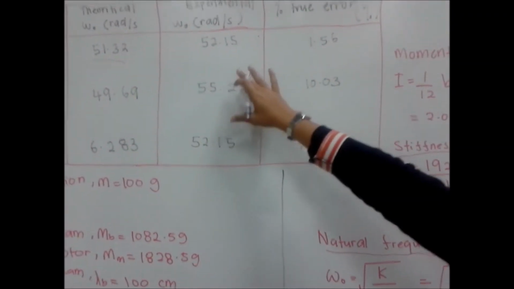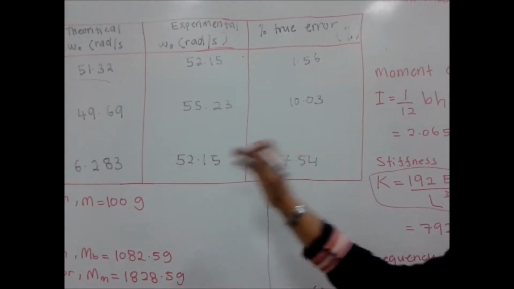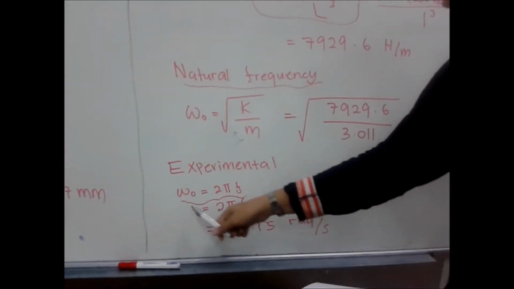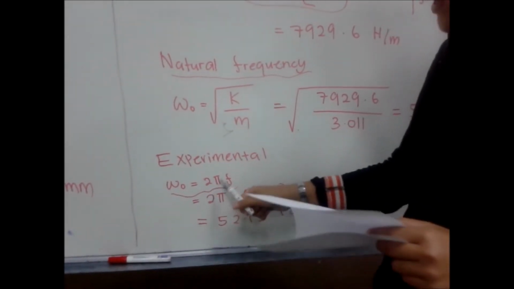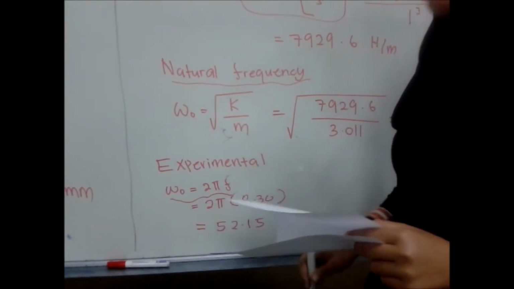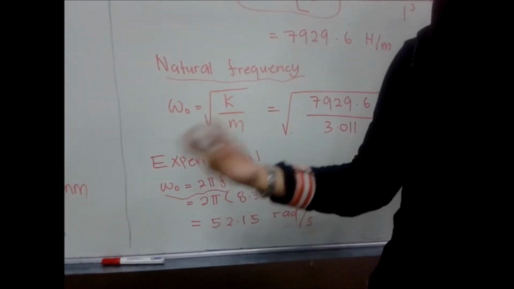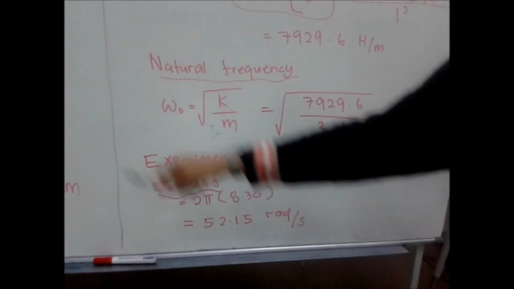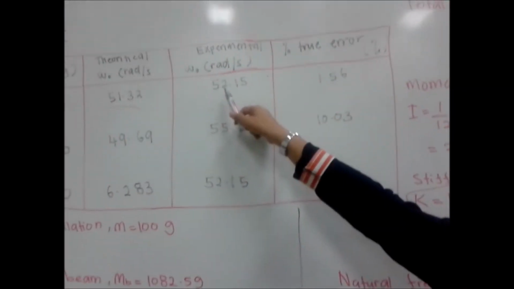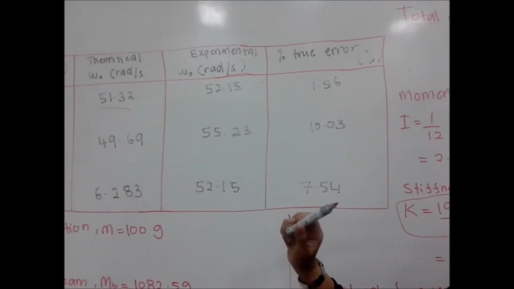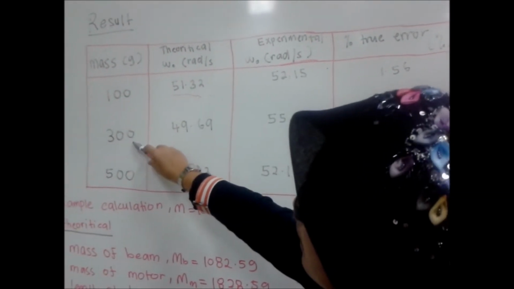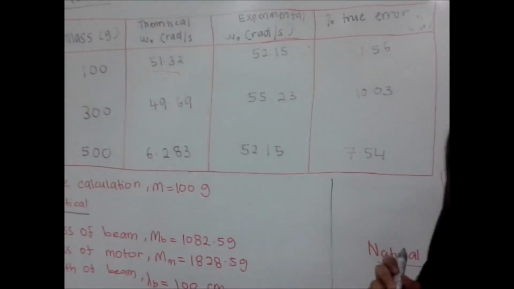For experimental natural frequency, this is our formula. Omega naught equal to 2 pi f. For f, I get from the data from the experiment. Then I put the value, then I get 52.15. Repeat the same for mass 300 and 500.